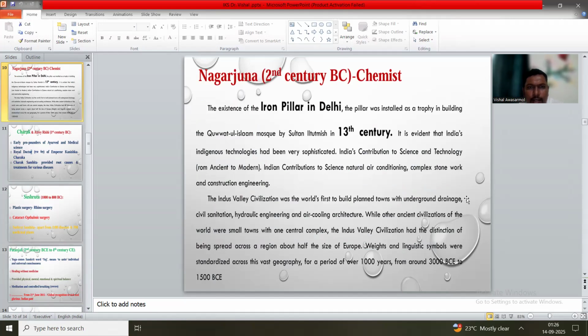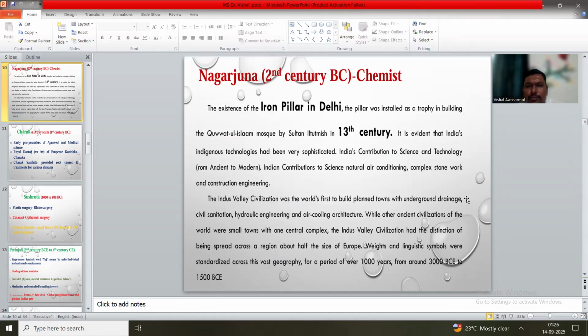Now we see Nagarjuna in 2nd century BC. The existence of the iron pillar in Delhi. The pillar was installed as a trophy in building the Quwwat-ul-Islam Mosque by Sultan in the 13th century. It is evident that indigenous technology had been very sophisticated.